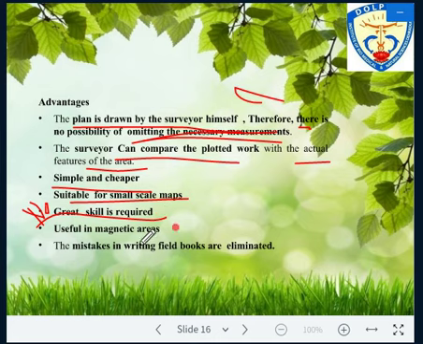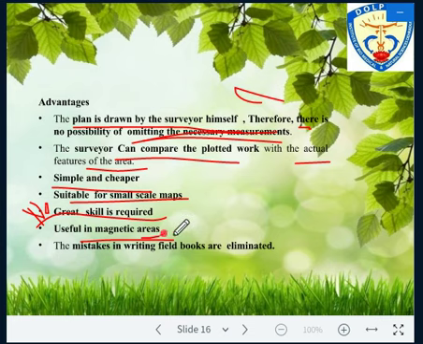Fine. Then you see, it is useful in magnetic areas. Why? Because if you are going to do a compass survey in a magnetic area, the compass may get deflected because of the impact of the magnetic field, so you are unable to get a correct survey. But here, since we are using the plane table survey, we don't have that much use of a compass, so the needle can't be deflected, right?